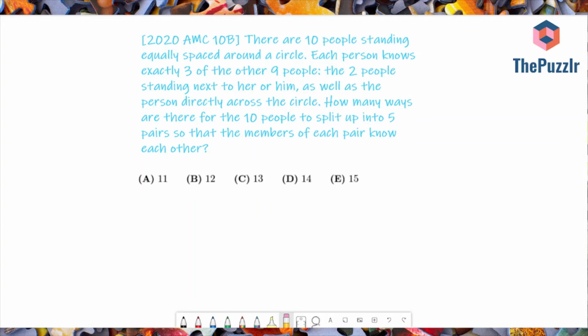There are 10 people standing equally spaced around a circle. Each person knows exactly 3 of the other 9 people: the 2 people standing next to him or her, as well as the person directly across the circle. How many ways are there for the 10 people to split up into 5 pairs so that the members of each pair know each other?